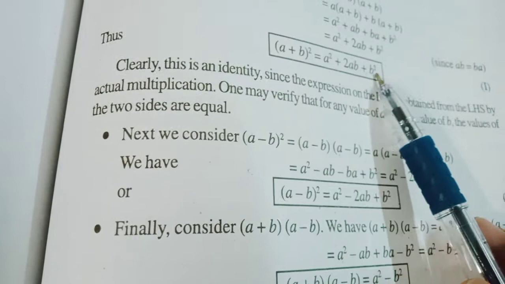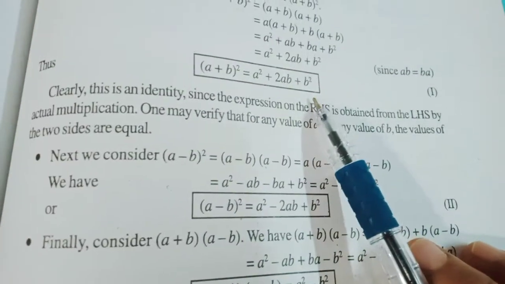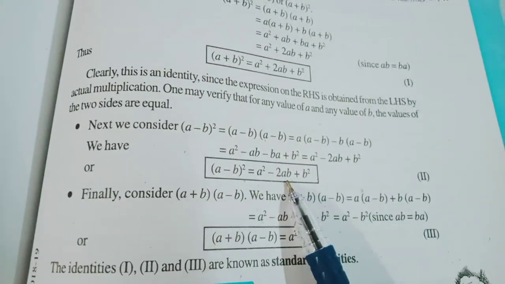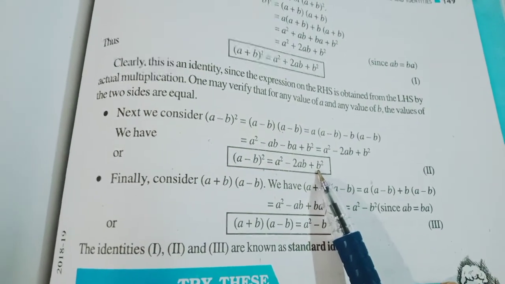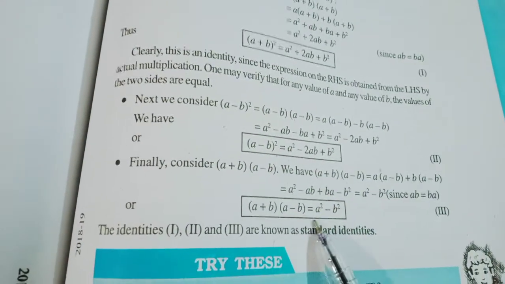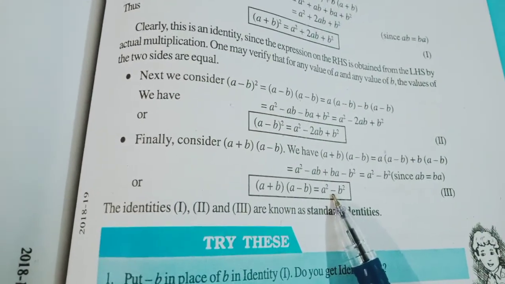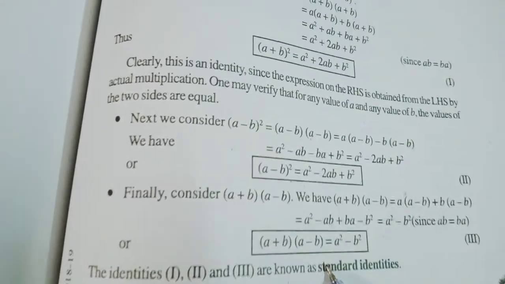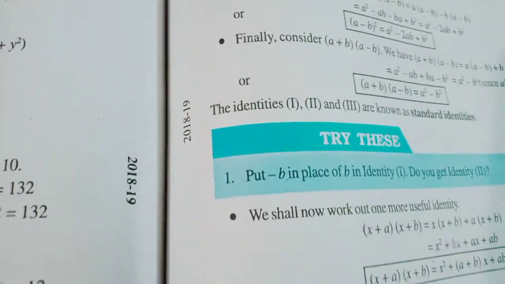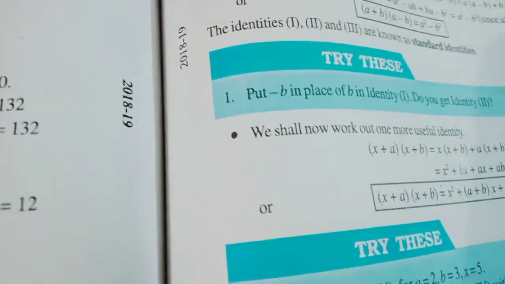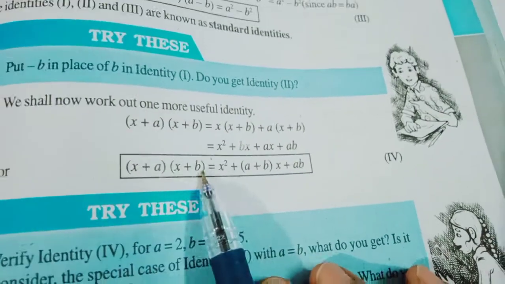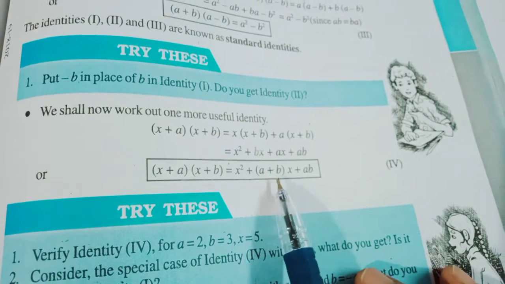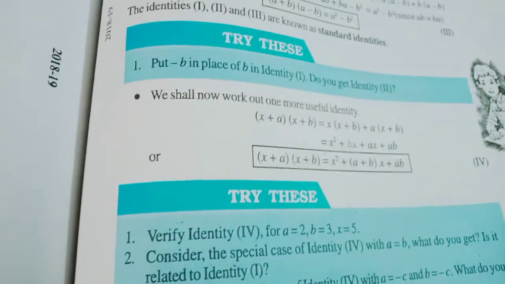First one, (a plus b) whole square is equal to a square plus 2ab plus b square. Second one, (a minus b) whole square is equal to a square minus 2ab plus b square. Third one is (a plus b) into (a minus b) is equal to a square minus b square. These three identities are known as the standard identities. So let us start. And the fourth identity we are using here is (x plus a) into (x plus b) is equal to x square plus (a plus b) into x plus ab.